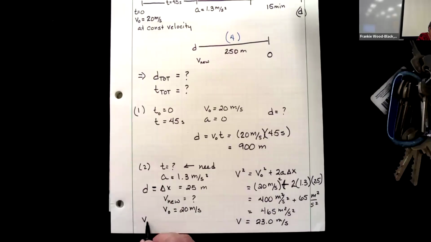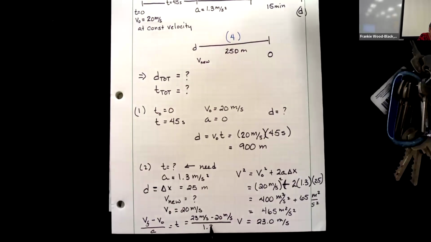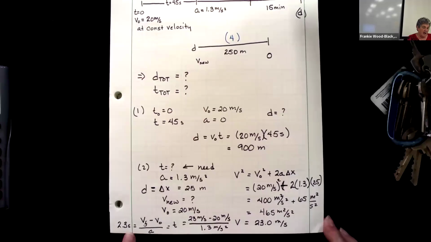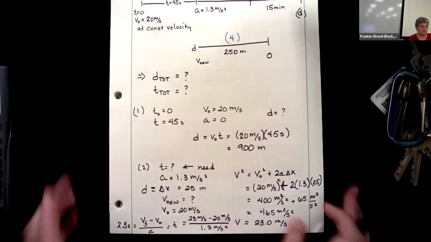Now that I have my velocity, I can solve for time. Final velocity minus initial velocity divided by my acceleration is going to equal time. So I'm going to have 23 meters per second minus 20 meters per second divided by my acceleration, which was 1.3 meters per second squared. That's going to equal my time. So I'm going to get 3 divided by 1.3, and this is going to be 2.3 seconds. So now I have time here and I've got distance for part 2. So let's look at part 3.